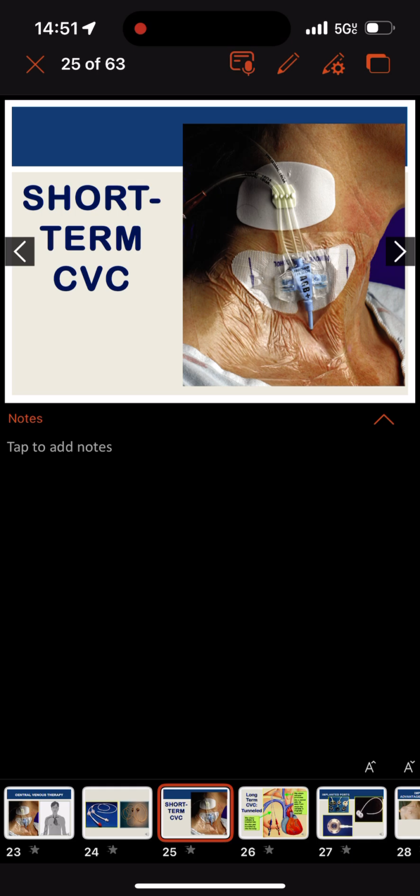There are a lot of policies regarding short-term lines because we have a lot of untoward events in hospitals where a patient can easily pull those lines because they're not anchored, right? They can easily pull them and they can bleed to death.